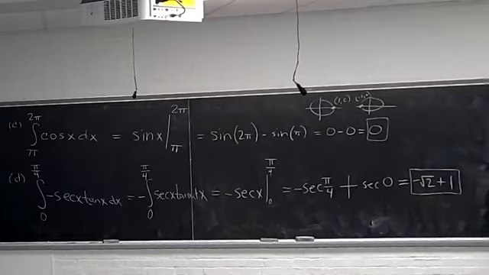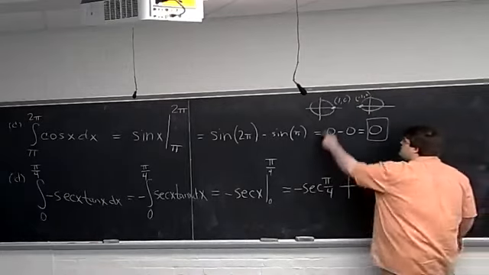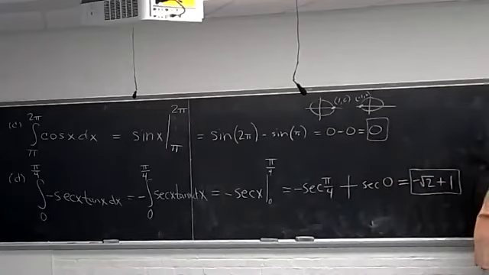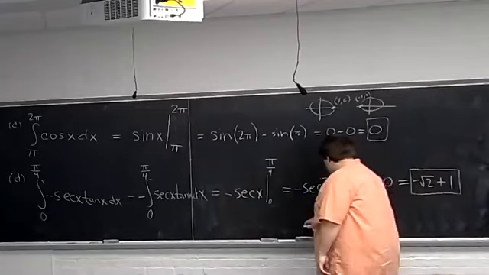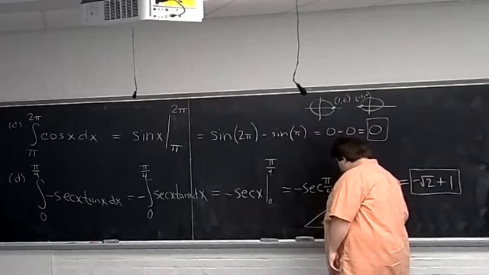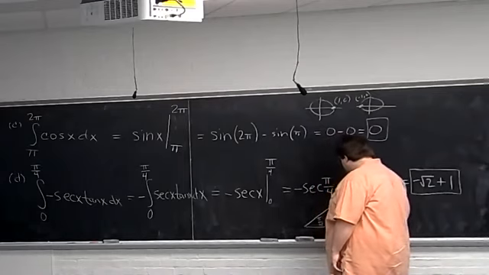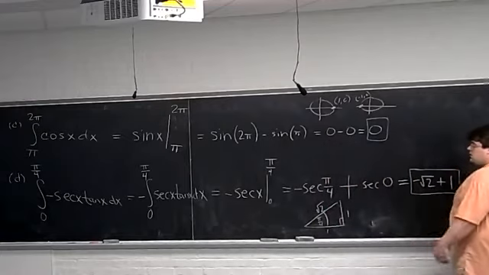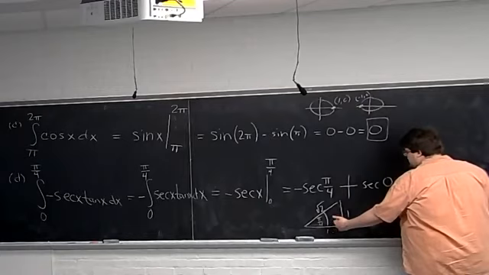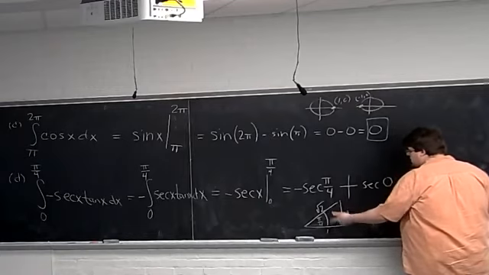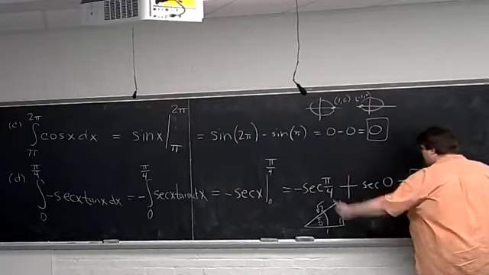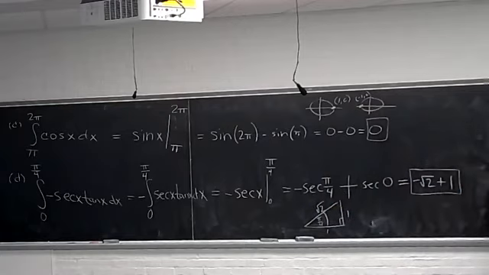Why do we get negative root 2 plus 1? Well, secant of 0: cosine of 0 is 1, flip it around, it's 1. Secant of pi over 4: take the pi over 4, pi over 4, pi over 2 triangle. Take the angle pi over 4. Cosine is adjacent over hypotenuse, so secant is hypotenuse over adjacent. Secant of pi over 4 is root 2, and there's that negative in front. So you get negative root 2 plus 1.